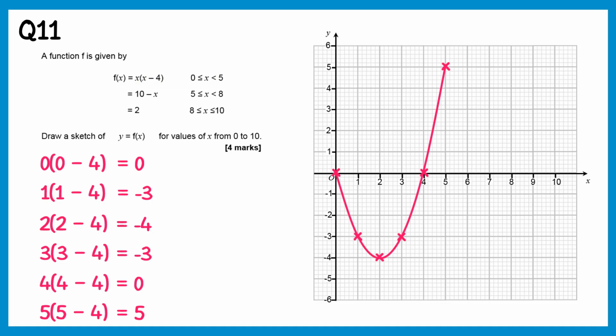For the next part, it's equal to 10 minus x from 5 to 8. You should recognise this is going to be a straight line, so we'll just do the endpoints. If you do 5, you get 10 take 5, which is 5, which makes sense because we've already plotted the point (5, 5). If you use 8, you'll get 10 take away 8, which is 2, so there's also a point at 8 too, and we can connect these with a straight line. For the final part, it's equal to 2, between 8 and 10, so there's just a horizontal line at 2, between 8 and 10.